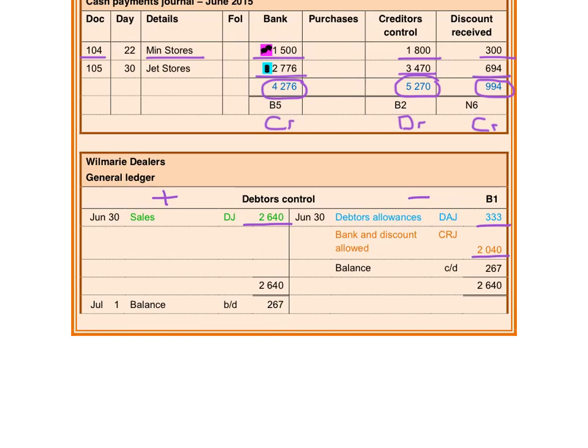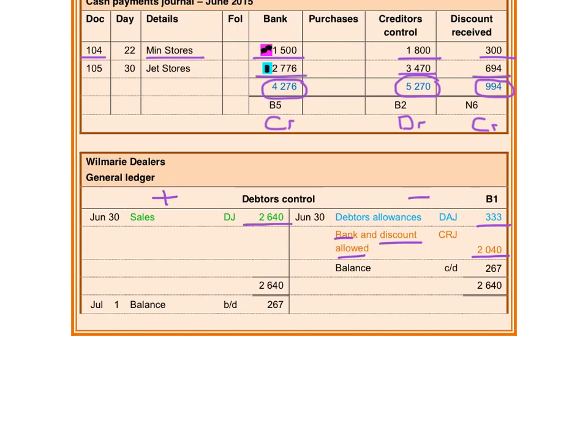It is very important to write bank and discount allowed, because this figure that we record on the credit side is not only in the bank account on the debit side or only in the discount allowed. You have to indicate with these words bank and discount that some of this 2,040 will go to the bank account on the debit side and some of the amount will go to discount allowed on the debit side.